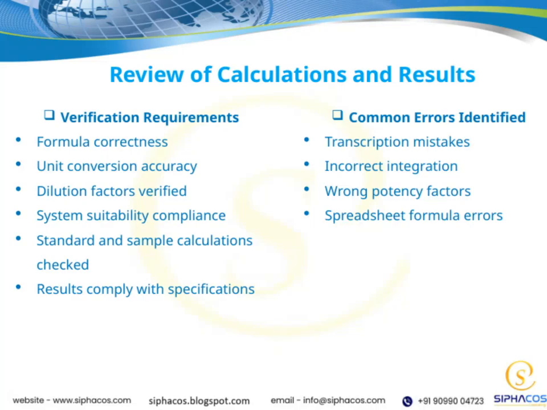Let's take a closer look at some common errors we often encounter. First, transcription mistakes can happen when data is manually entered or copied, leading to inaccuracies in our records. Incorrect integration is another issue, where the way we combine data or results isn't properly executed, which can skew our findings. Wrong potency factors are also a concern.